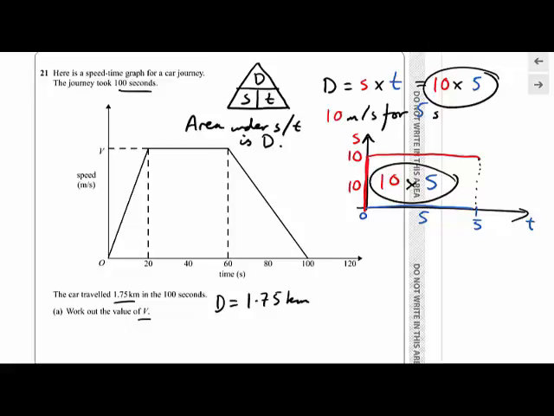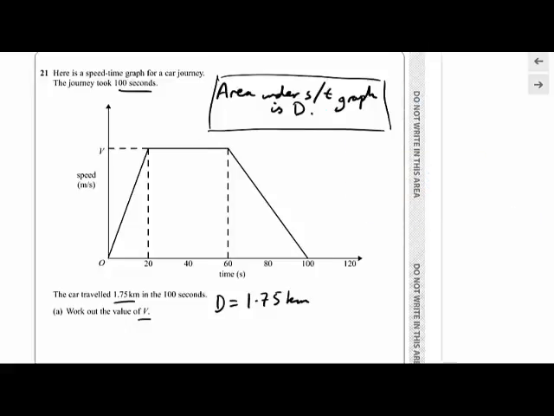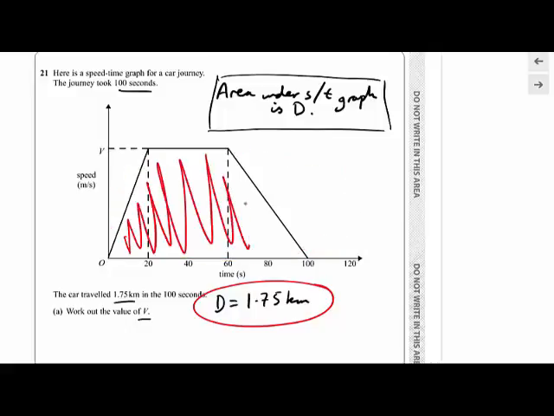Okay? So now if I relate that back to the question, I've just been told the distance is 1.75 and I've been given a speed time graph. So that means that if I find the area underneath that speed time graph, that should equal 1.75. But be careful, because look at the units. I've been given speed in meters per second and time in seconds, but I've been given the distance in kilometers.